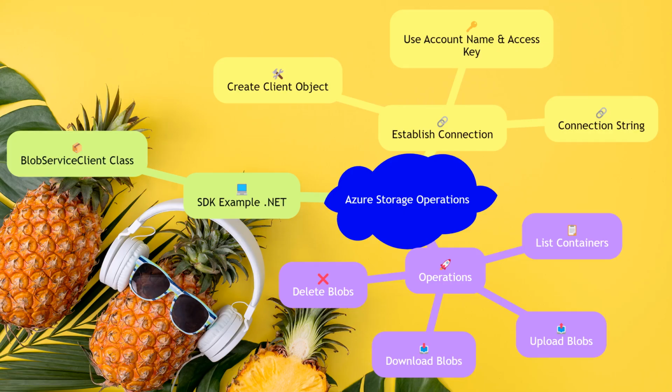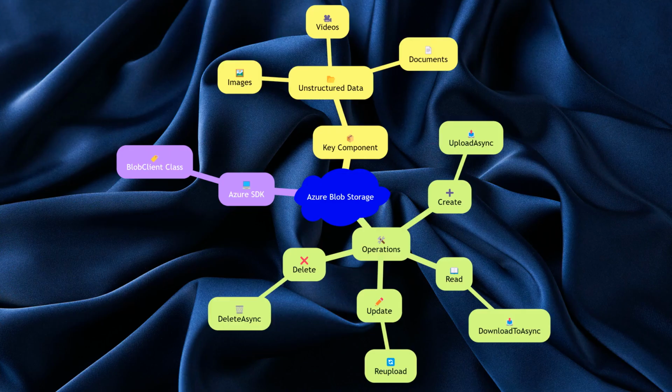To perform operations on Azure Storage, you first need to establish a connection to your storage account. This typically involves creating a client object using the SDK, which requires your storage account name and access key or a connection string. For example, in .NET, you would use the BlobServiceClient class to connect to a Blob storage account. Once connected, you can start performing various operations on your storage account, such as listing containers, uploading blobs, and more.